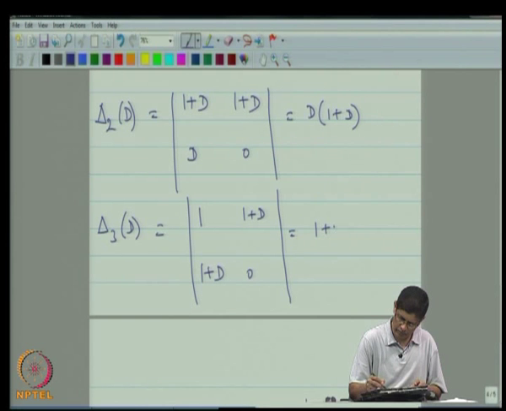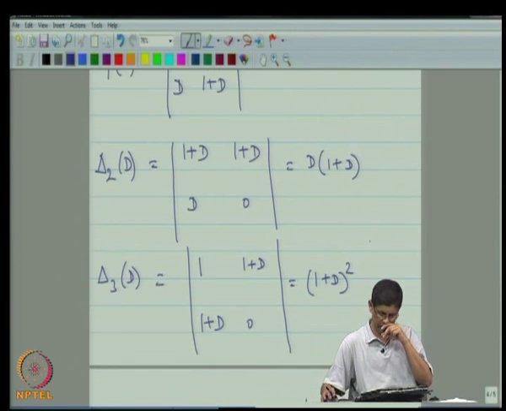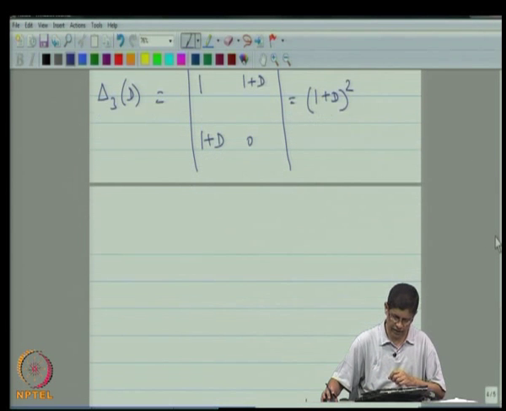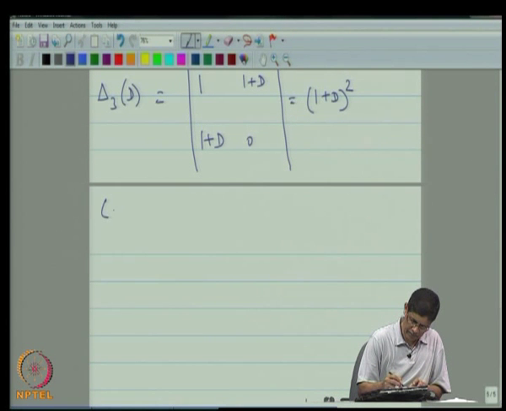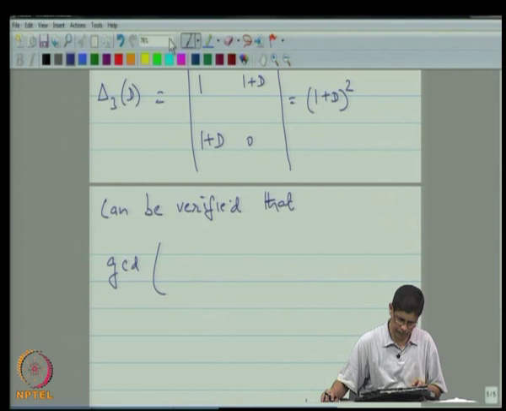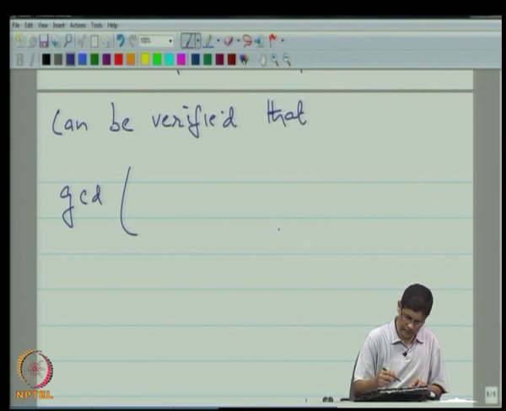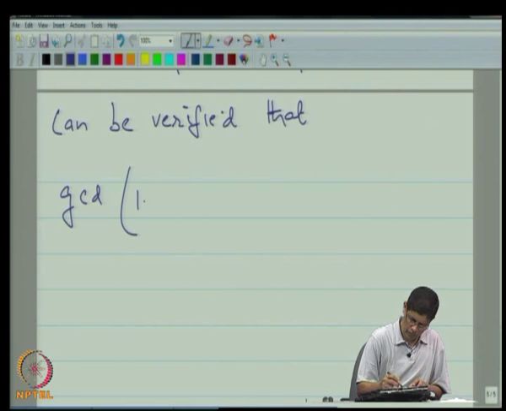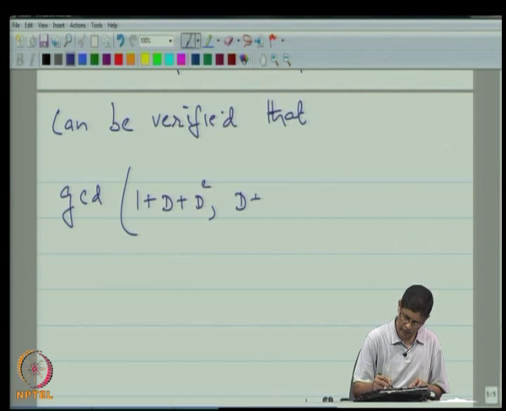So, this is 1 plus D the whole squared. Now, it can be verified that the GCD of 1 plus D plus D squared, D plus D squared, and 1 plus D squared is actually equal to 1.